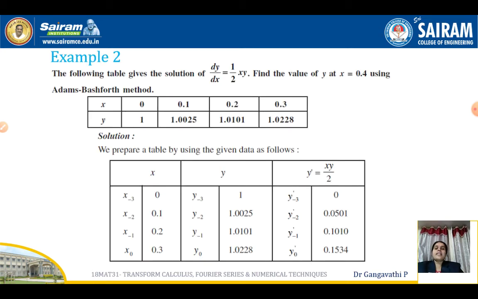So look at another example. The dy by dx has been given as half xy, and find the value of y at x equal to 0.4 using the Adams-Bashforth method. These are the values that have been given. Tabulate the values of x and y which are given. The y dash value needs to be evaluated. The y dash expression is xy by 2, and evaluate y minus 3 dash, y minus 2 dash, y minus 1 dash and y naught dash, and tabulate it.